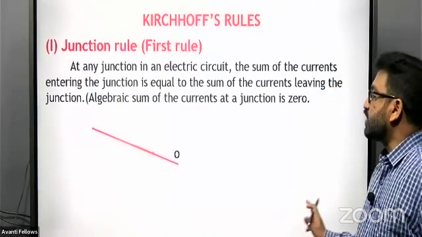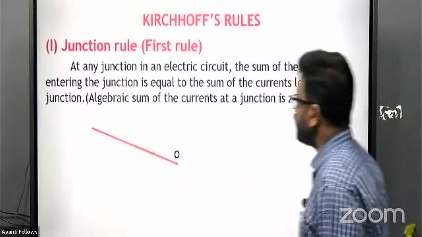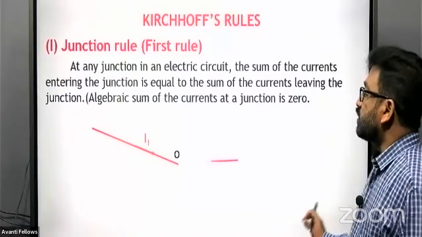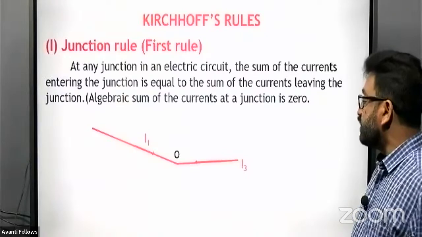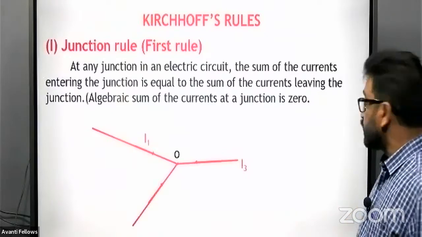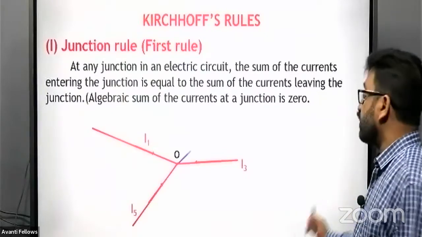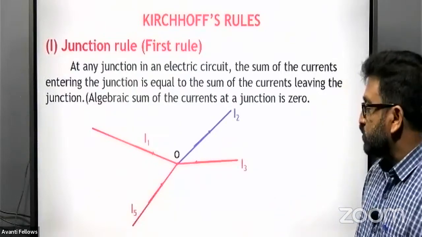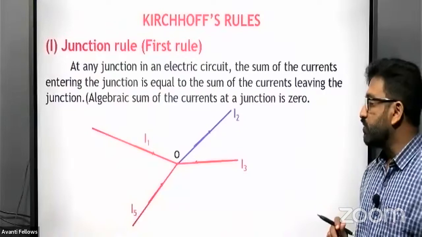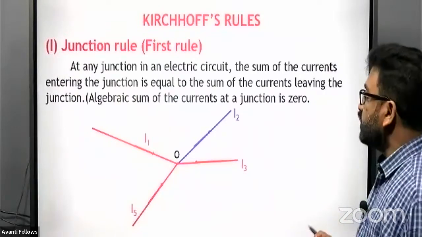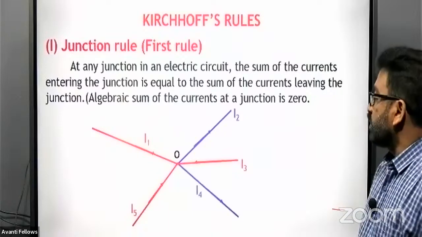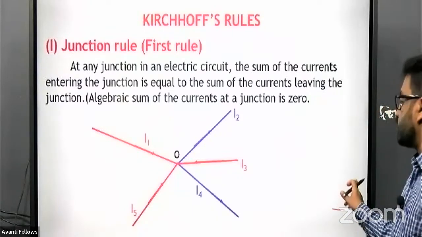See this one, this is a junction. This one is a junction. So one current is entering the junction, which is I1. Another current is entering the junction, which is I3. Another current is entering the junction, it is I5. And this current is leaving the junction, it is I2. So I1, I3, and I5 are entering the junction, and I2 is leaving the junction. I4 is again leaving the junction.